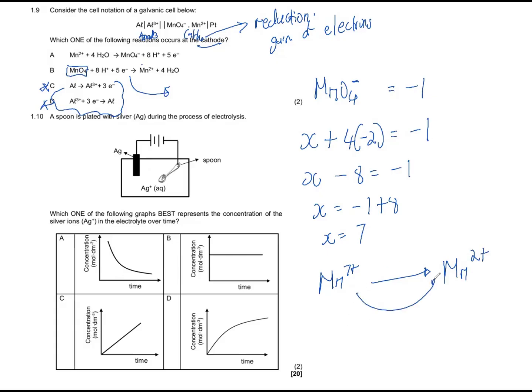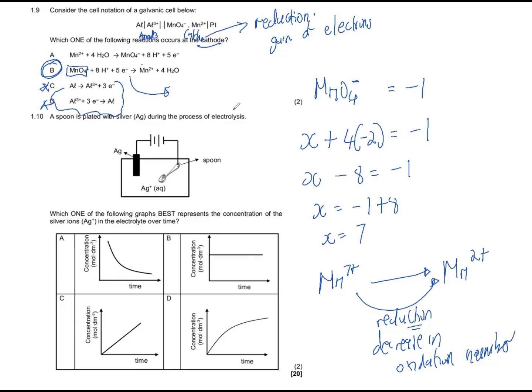Now we can see this is a reduction. This is reduction because it's a gain of electrons. There is a what? There is a decrease in oxidation number. So that's basically what happens here. So the correct one would have to be what? B. The correct one would have to be B. And then once again, we have our 2 marks.